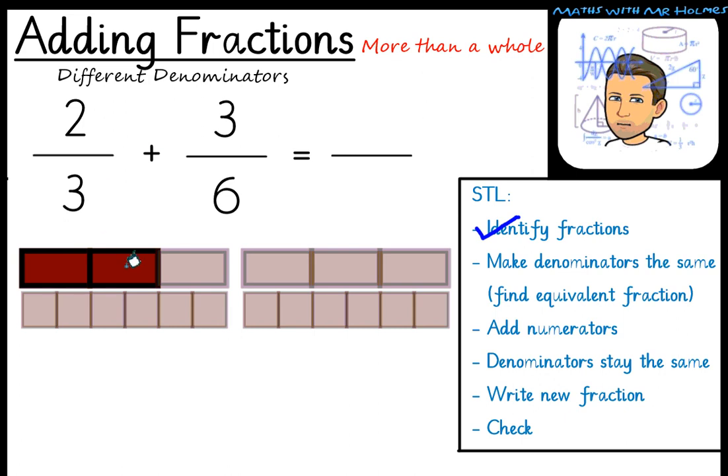So 2/3 would be the same as 4/6. Let's write that up. 2/3 is the same as 4/6. That's our new fraction. Now the numerators can be added together. 4 add 3 equals 7.